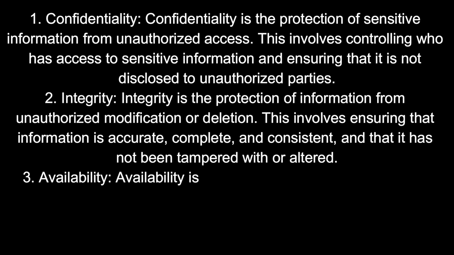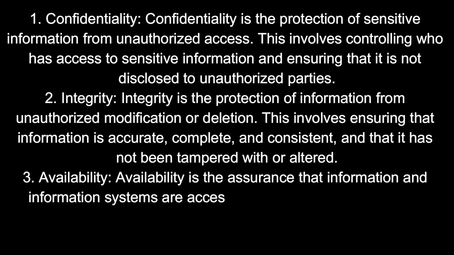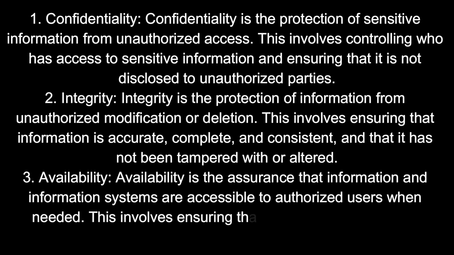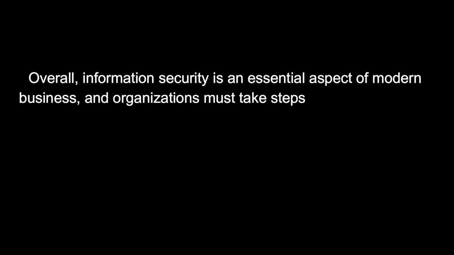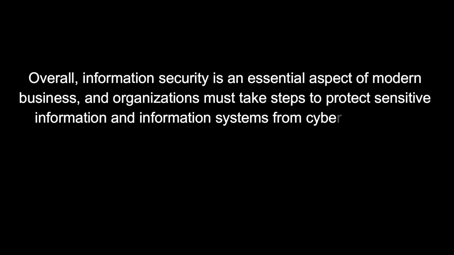3. Availability. Availability is the assurance that information and information systems are accessible to authorized users when needed. This involves ensuring that systems are functioning properly and that they are available to users when needed. Overall, information security is an essential aspect of modern business, and organizations must take steps to protect sensitive information and information systems from cyber threats.